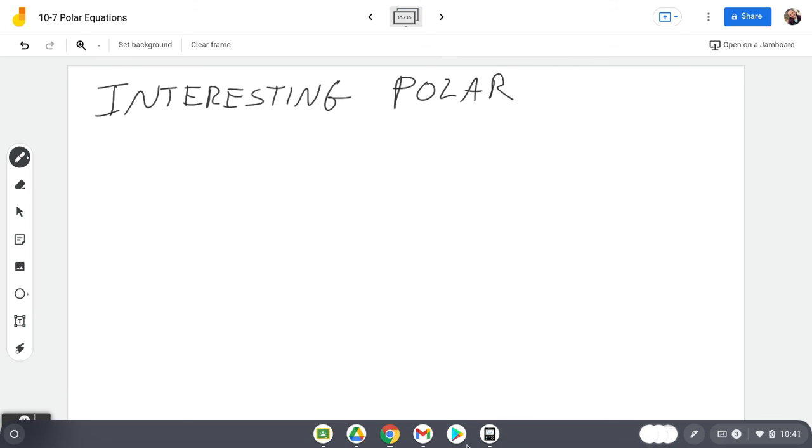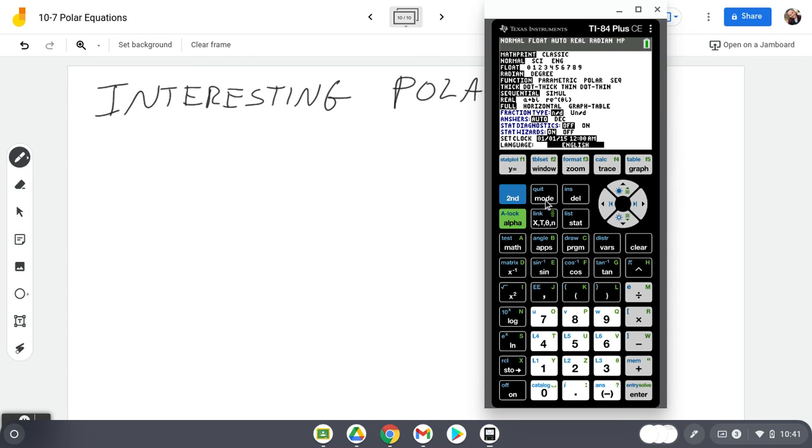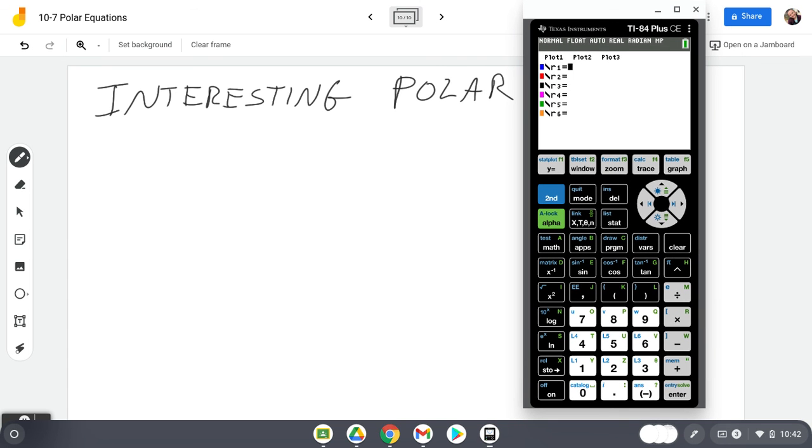So in your calculator, to get polar mode, all you're going to do is press mode and go down to the fourth one down, and I want you to scroll over to polar and press enter. On there, it's going to say r1 is equal to something. So we're just going to kind of guess around and see what we're getting. Let's try this. Let's say that r1 is equal to cosine of theta. Let's see what that looks like.